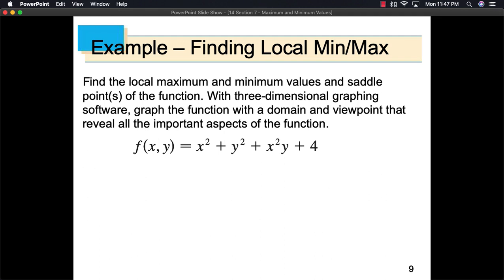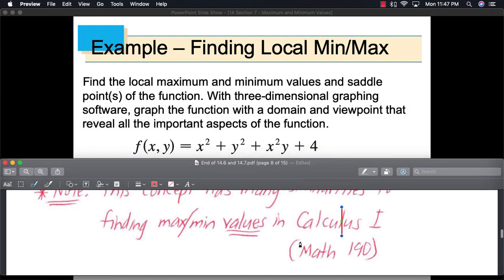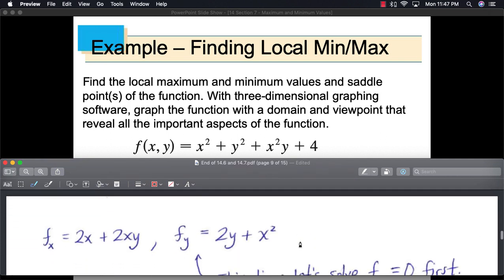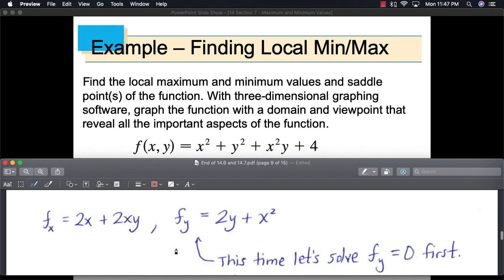Let's try another one. Same exact approach. So again, I think a lot of students are going to like how methodical this section is and how you can find minimum and maximum values the same way every time. But once we take the first derivative with respect to x and y, keep in mind that you will not solve all of these the same.